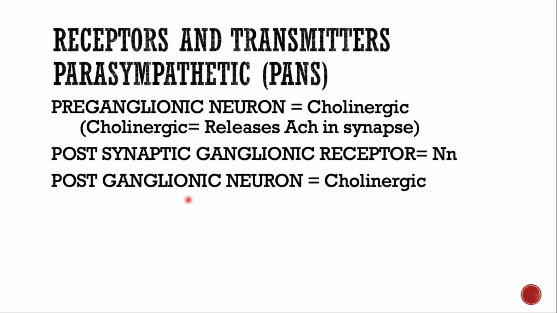And then there is the postganglionic neuron. I should clarify one thing: every preganglionic neuron and every postganglionic neuron in the parasympathetic nervous system is cholinergic. The neurotransmitter present in that system, that origin, that tract, that fiber, is acetylcholine. So you should keep it in mind.